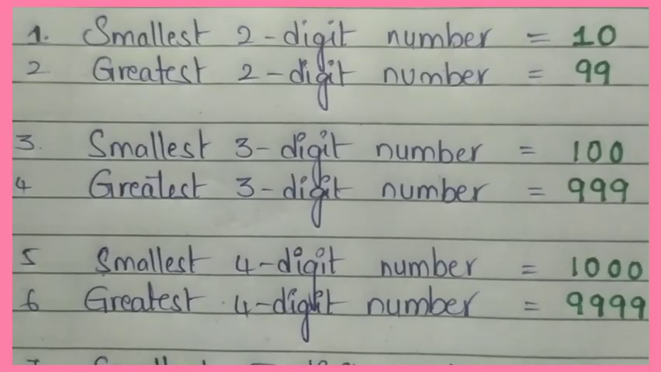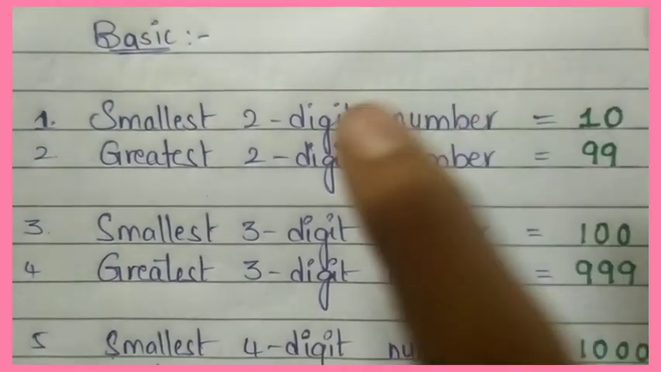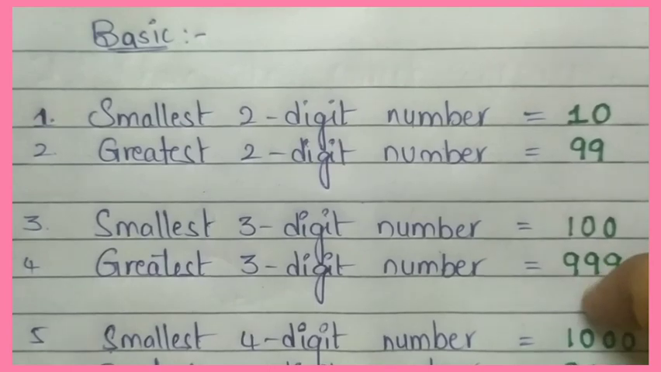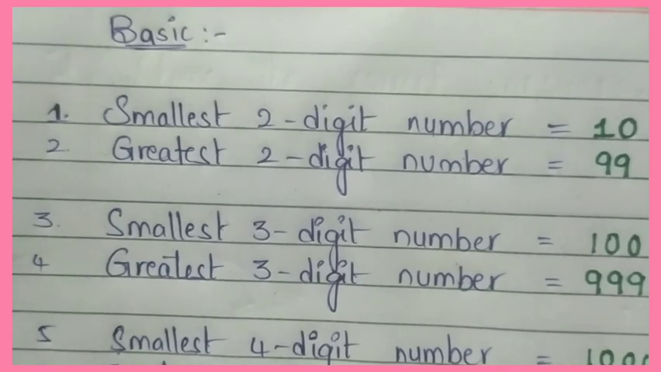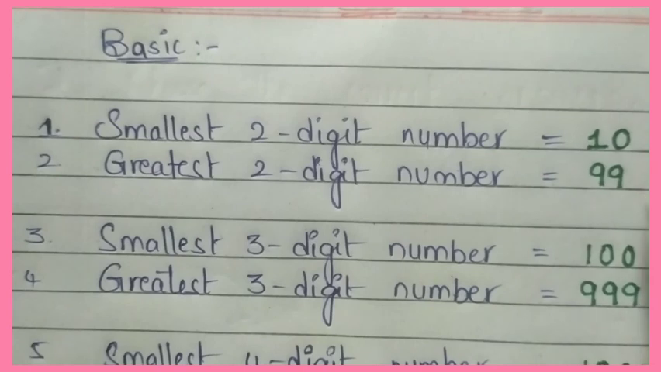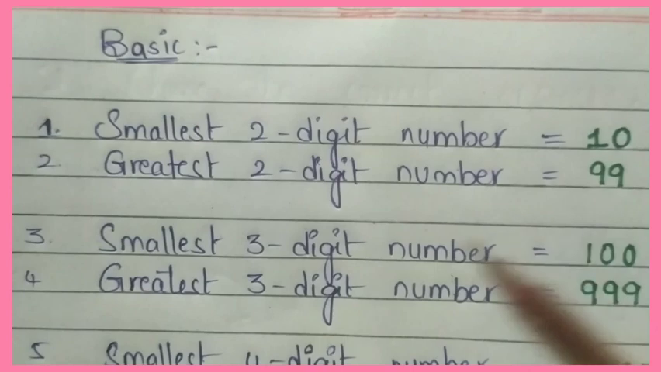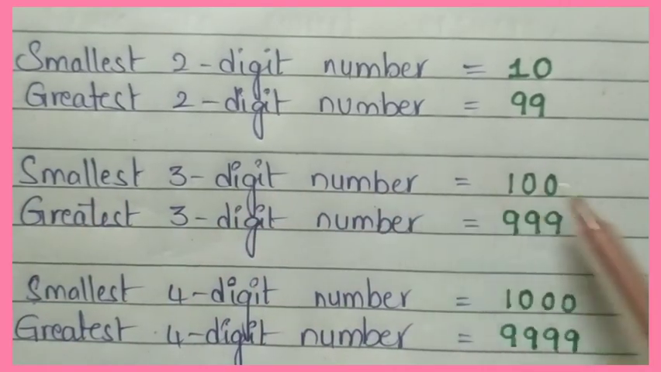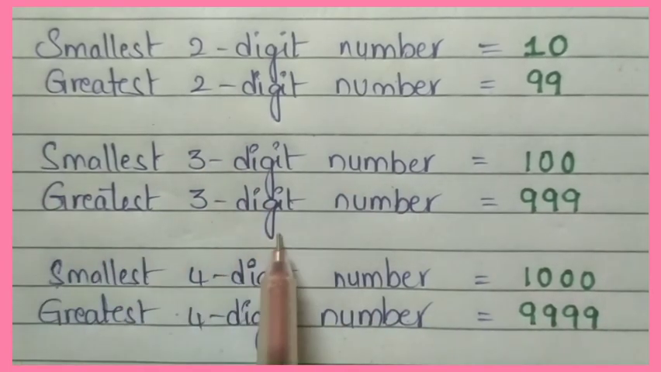Look here, children, smallest and greatest numbers. Write these in your notebook and practice this. Okay, FA1 revision basics. The smallest 2-digit number is 10. The greatest 2-digit number is 99. We start 2-digit numbers from 10 and end at 99. Now the smallest 3-digit number is 100. We start 3-digit numbers from 100 and end at 999. So the greatest 3-digit number is 999.